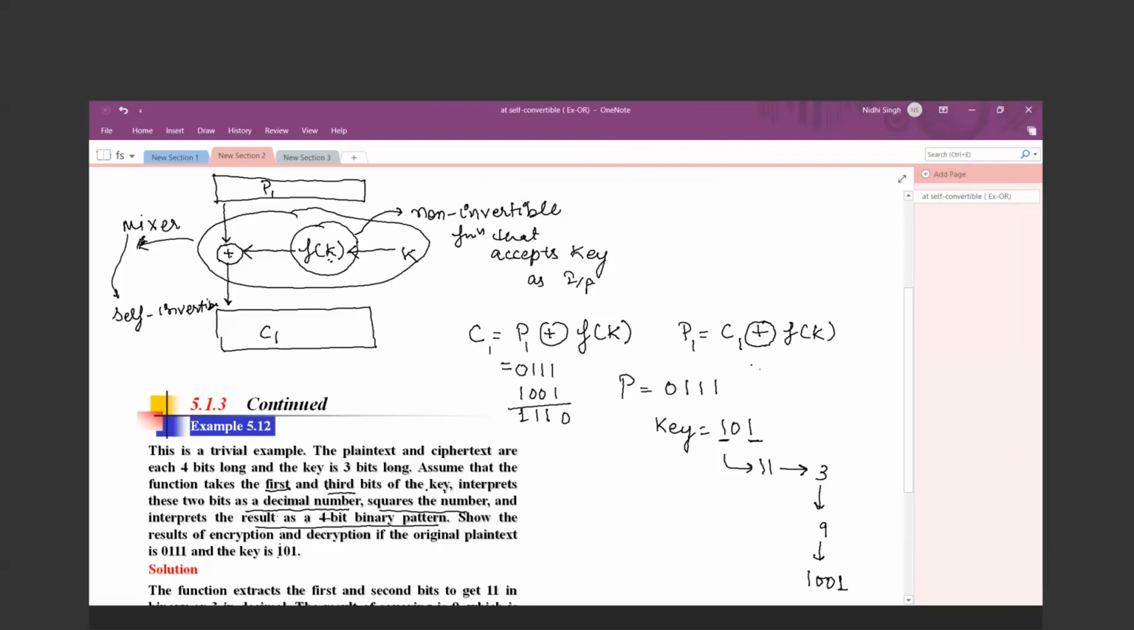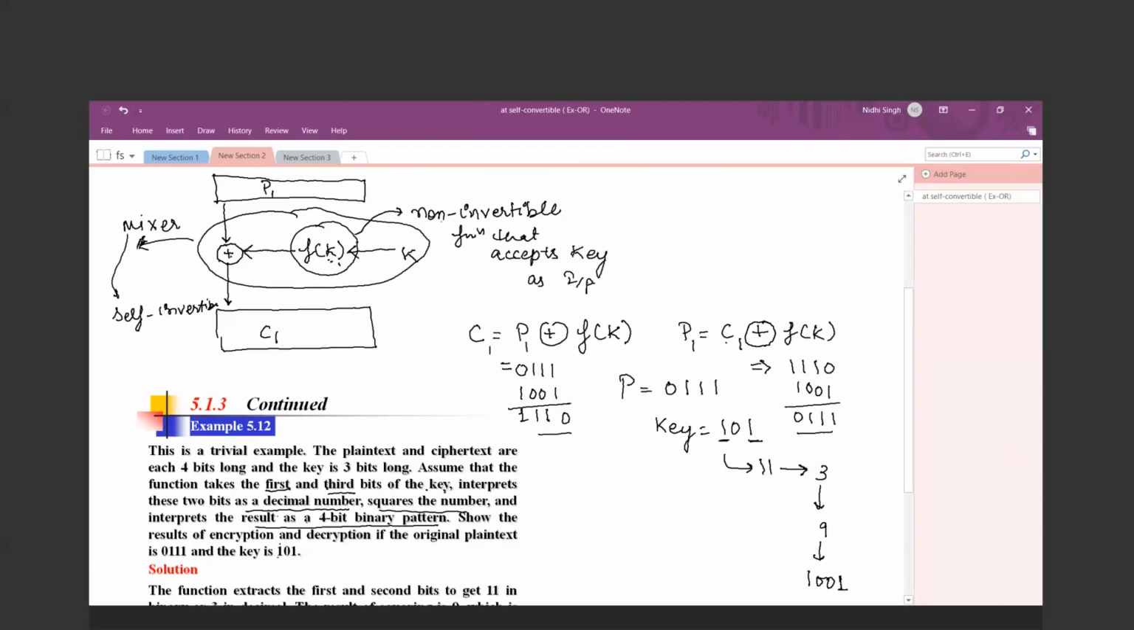And what will be the plain text? What is the C1 value? That is 1, 1, 1, 0. And what is Fk? Fk is 1, 0, 0, 1. Right? So what is the XOR value? 0 and triple 1. So you can see we can successfully find out the corresponding plain text from the generated ciphertext, and we have used the non-invertible function.